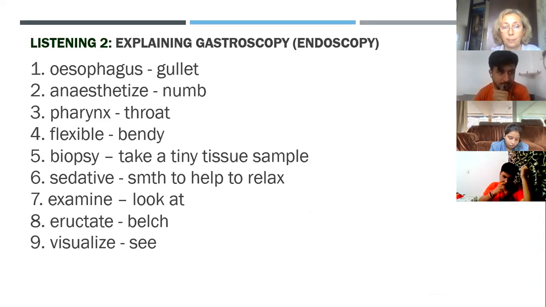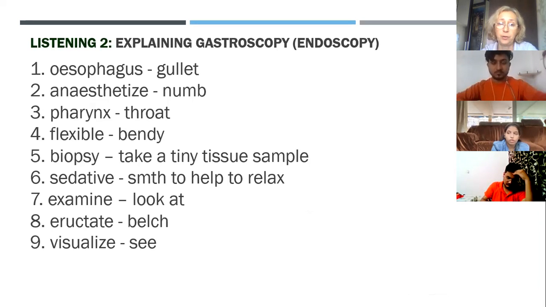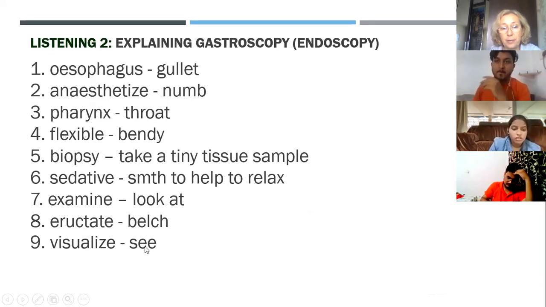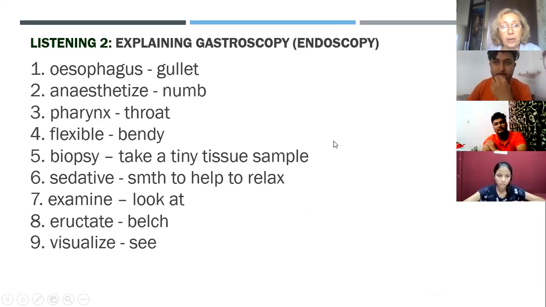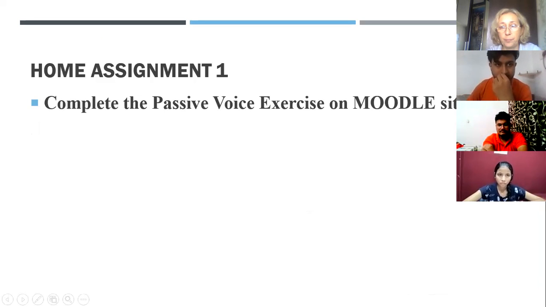Well, the answers are given here. These are gullet, numb, throat, bendy tube, take a tiny tissue sample, something to help to relax, look at, then belch, and see. We need to just focus on the home assignment.